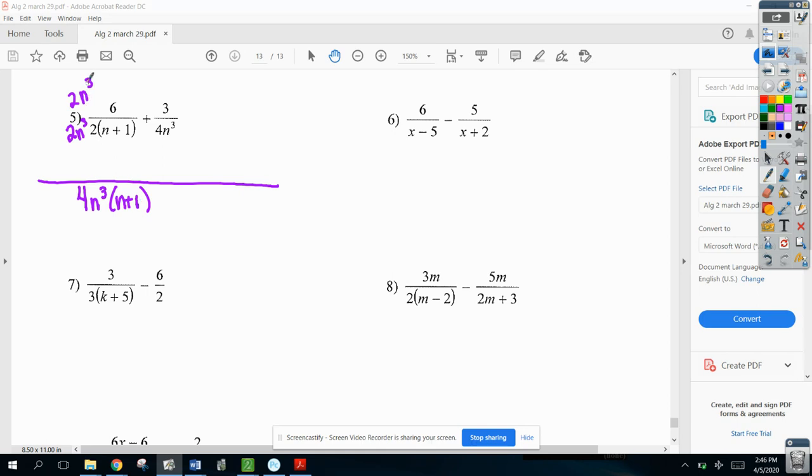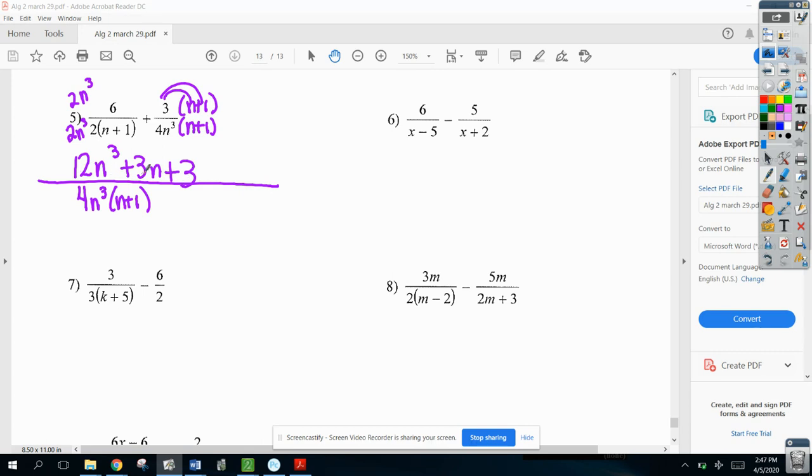So I'm taking 2 n to the third times 6 gives me 12 n to the third. The second guy has the 4 n to the third. He needs the n plus 1. So you do n plus 1 times n plus 1. You get plus 3 n plus 3. And then that's your answer.